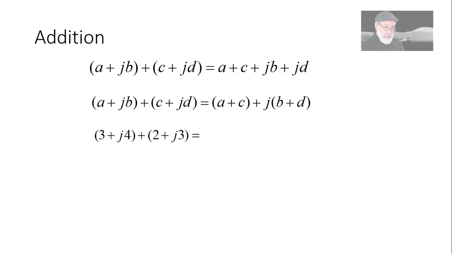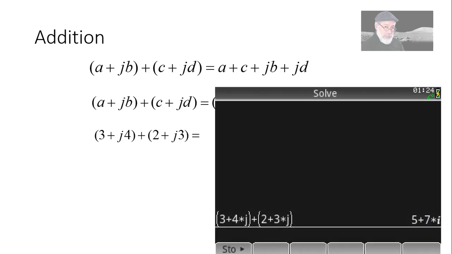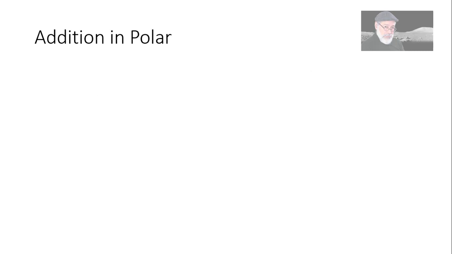An example, 3 + j4 and 2 + j3. What is the sum of that? You say, well, that's a piece of cake. That's going to be 5 + j7, right? Let's do that with a calculator. Check it out. 3 + j4 plus 2 + j3. Absolutely, that is 5 + j7. Yeah. Super. How do I add numbers in polar form?